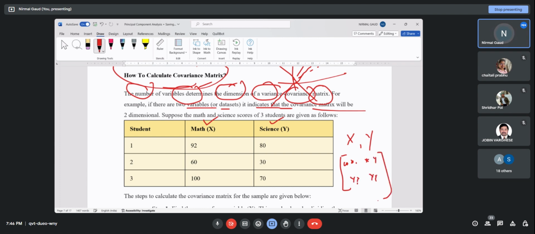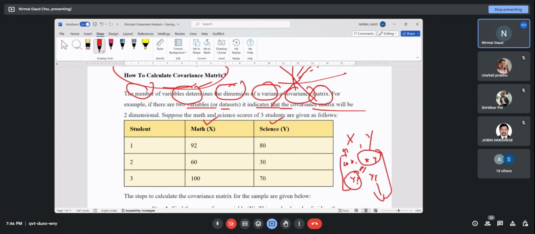One more thing I want to say: covariance of xy and covariance of yx are the same thing. There is no difference between them, whether I talk about the variance corresponding to x to y or y to x, both are the same, है ना? Different नहीं है ये, same है. हाँ, covariance of xx means variance of x and covariance of yy means variance of y.